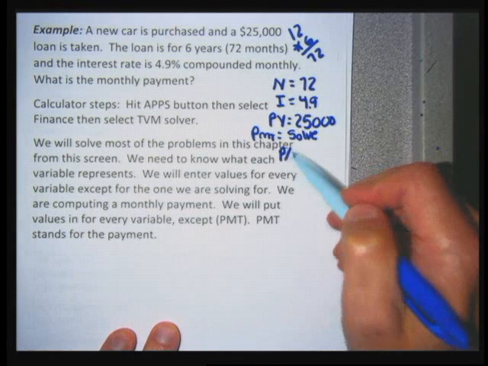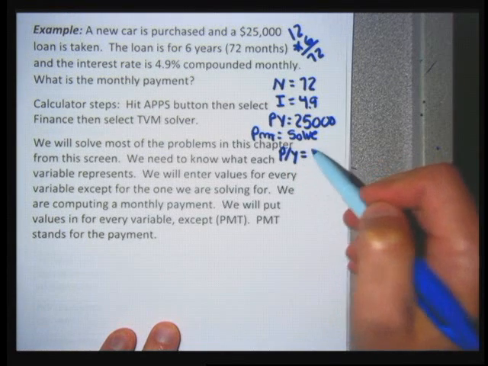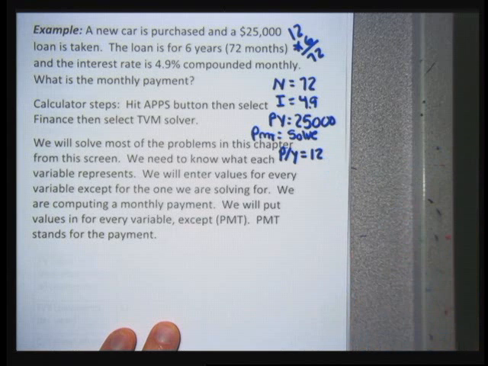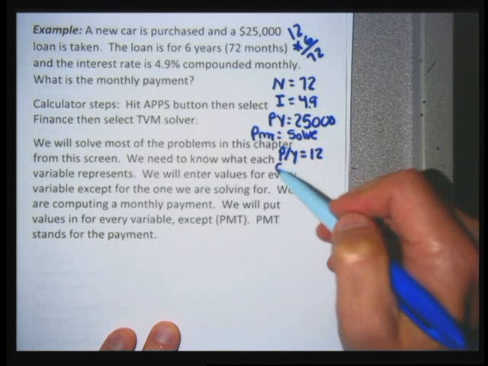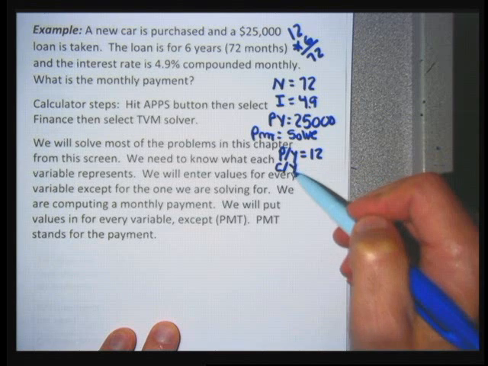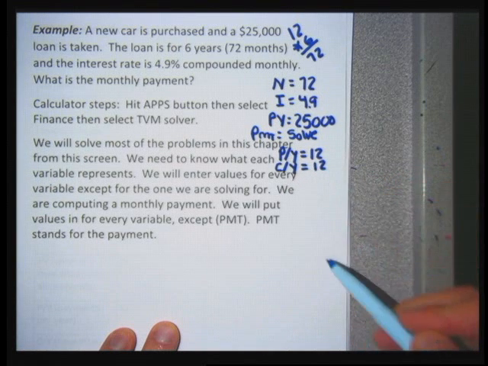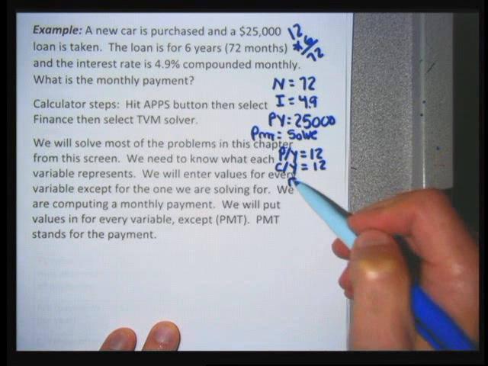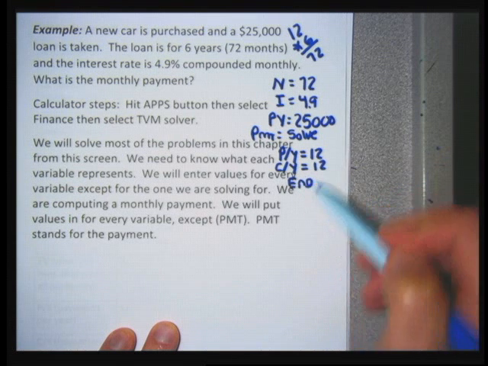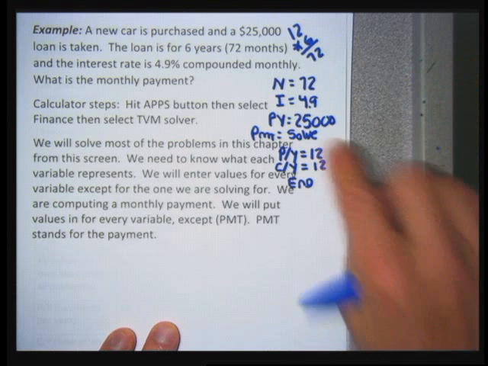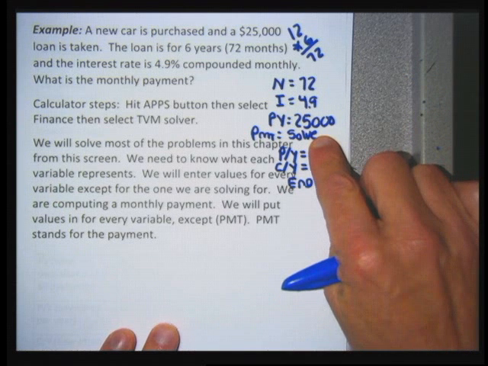For the PY, I'm going to put 12 in on my calculator because I'm making monthly payments, and that's the number of payments per year. And CY is how often interest is paid, and in my calculator I'm going to put 12 in, and on the bottom I'm going to leave it at end. So I'm going to put all those into my calculator, and my calculator has 374 in for the payment.